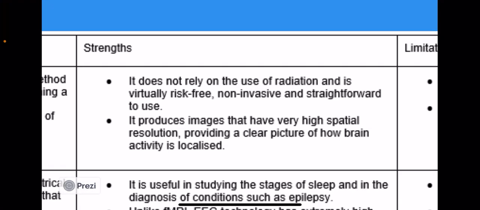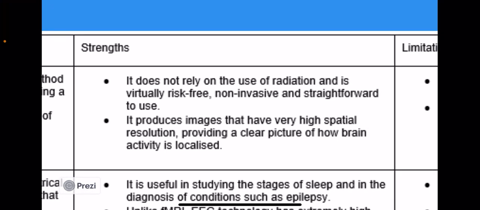Strengths. It does not rely on the use of radiation and is virtually risk-free, non-invasive, and straightforward to use. It produces images that have very high spatial resolution, providing a clear picture of how brain activity is localized.